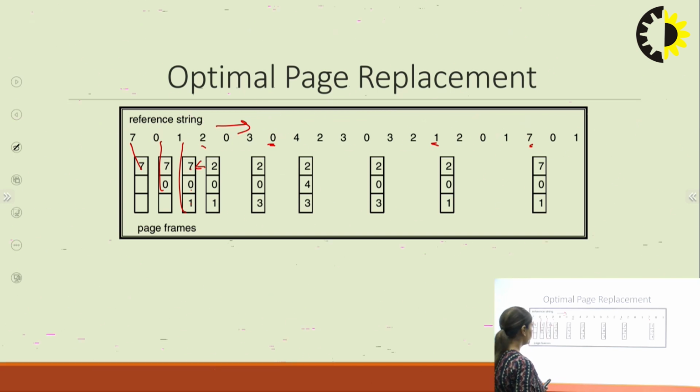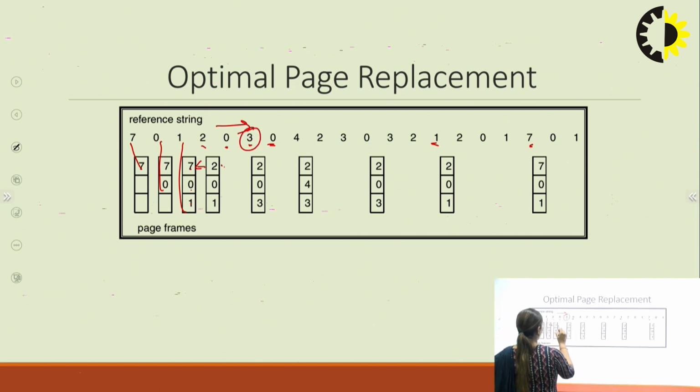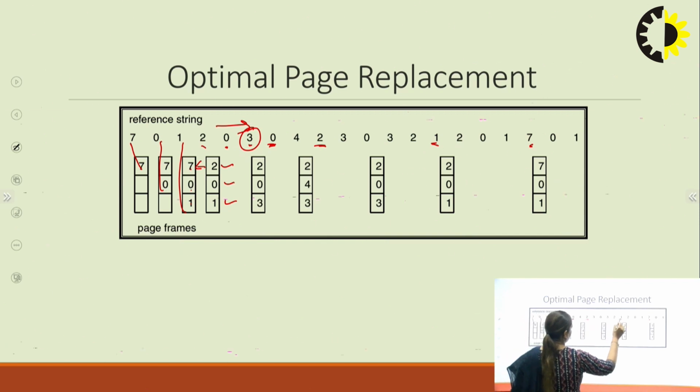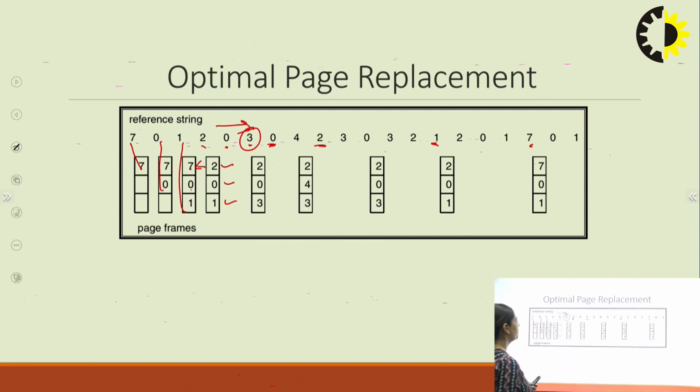7 by 2, right? Now 0 is already there, 3. Now we have to check 3. Where to insert 3? Out of 2 0 1 which is farthest? 2 is here, 0 is here and 1 is here. That means 1 is the farthest. So we will replace 1 by 3, right?